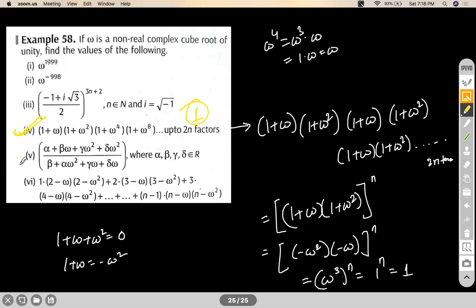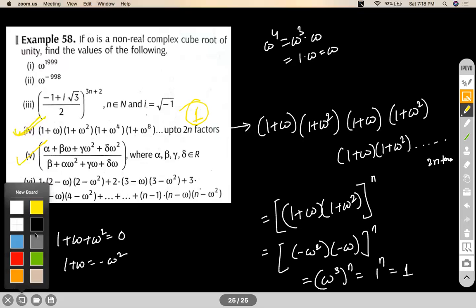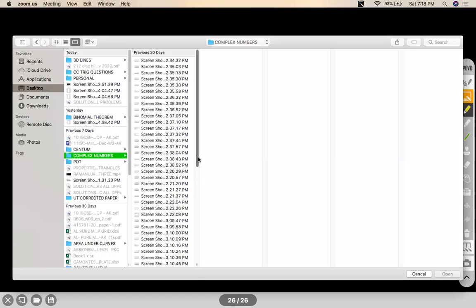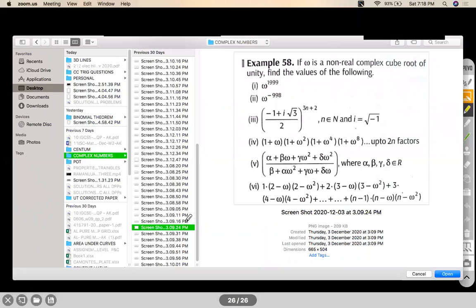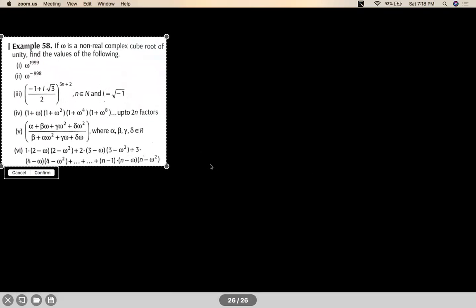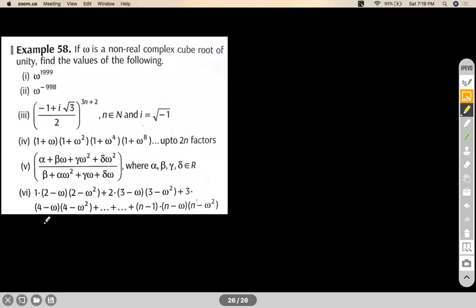Okay. We'll do the fifth one. Sixth one, you will not be able to do right now because you're not aware of the sequence series summation process. So we'll do the fifth one on the next page. Sorry, fifth one, not sixth one. Sixth one we'll do when we do sequence series and progression. No need to do sixth one.